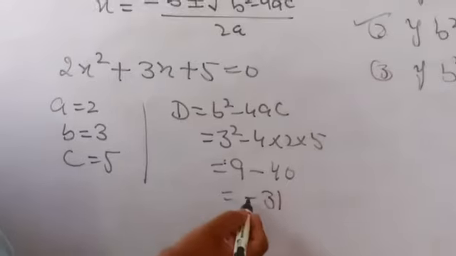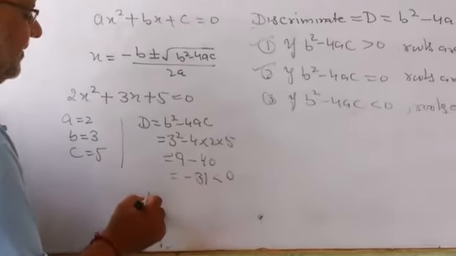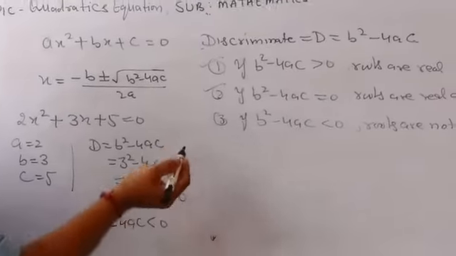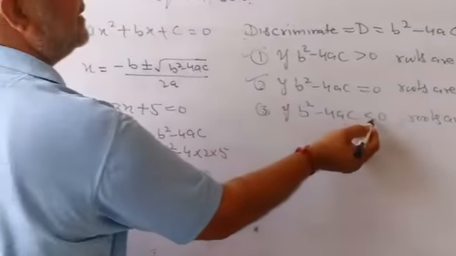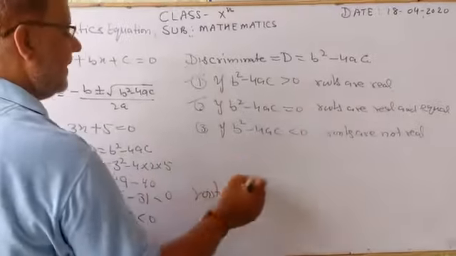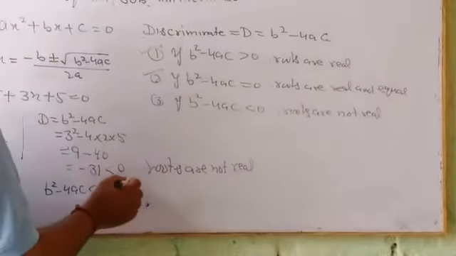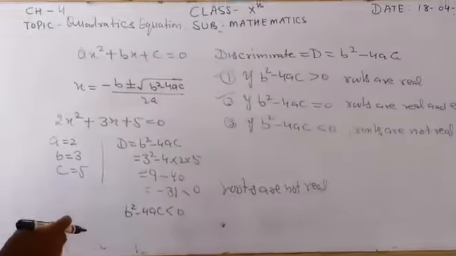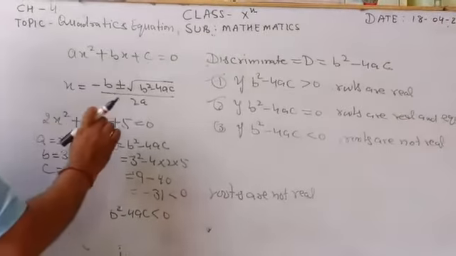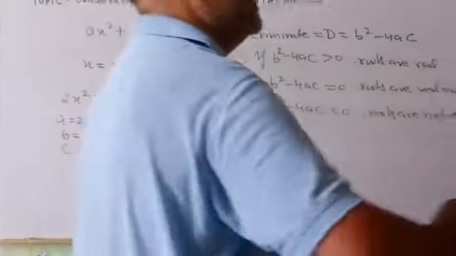Students, look here, the negative value means it is less than 0. So we write down b square minus 4ac less than 0. This is the third case: if b square minus 4ac is less than 0, write down roots are not real. We cannot apply the quadratic formula, so for this question we stop here. But in case of the first and second, we apply the formula.